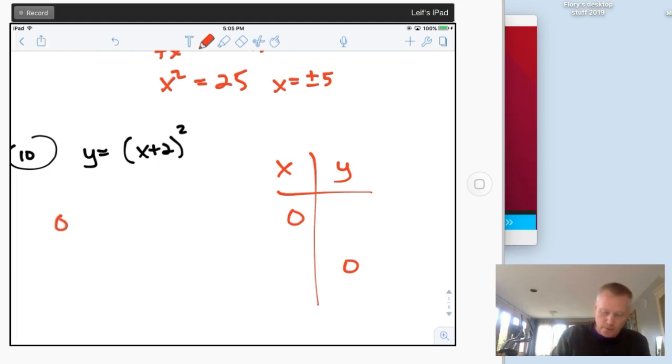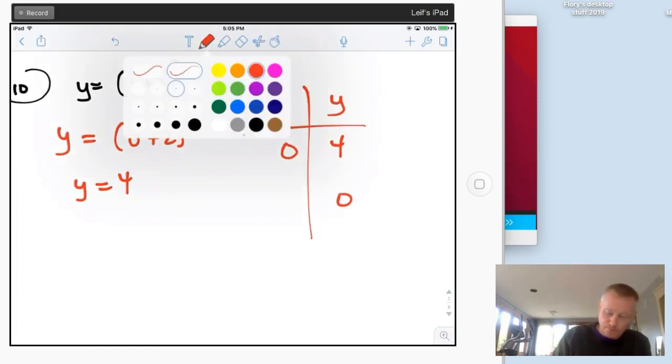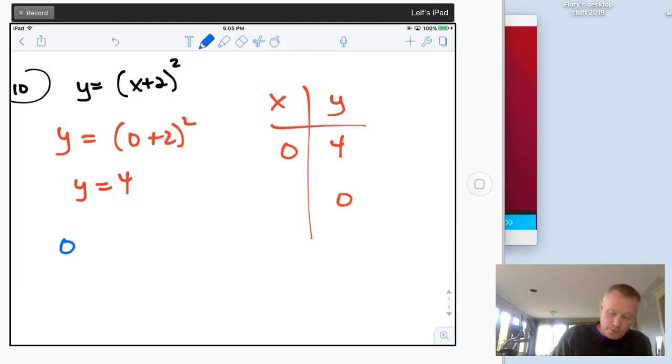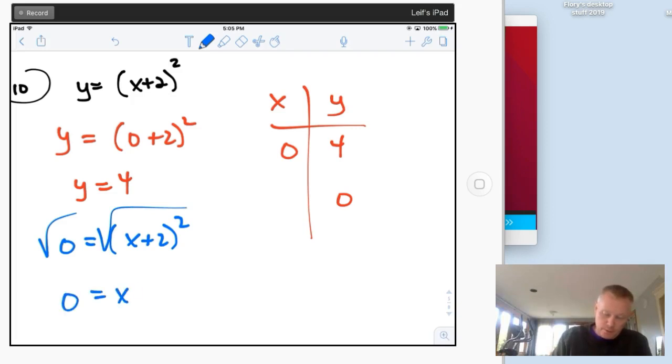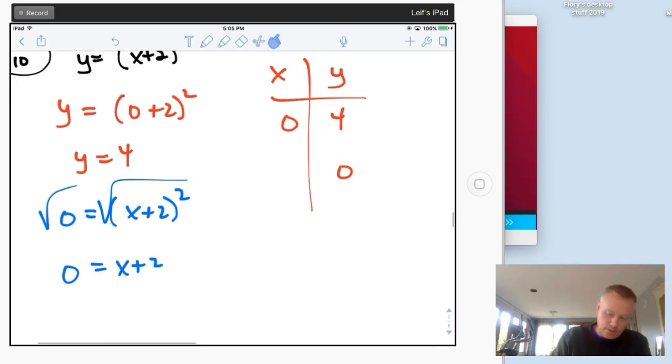If I go 0 for x, I got y equals 0 plus 2 squared. So y is 4. That one's easy. Now the harder one. If I plug in 0 for y, then x plus 2 squared. Solve that. So if I take the square root of both sides, I get 0 equals x plus 2, and then you solve that, you subtract 2, you get x equals negative 2, and there's the other one.